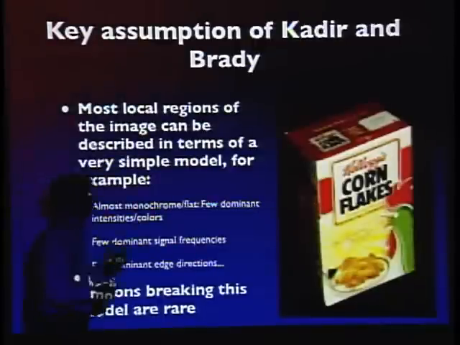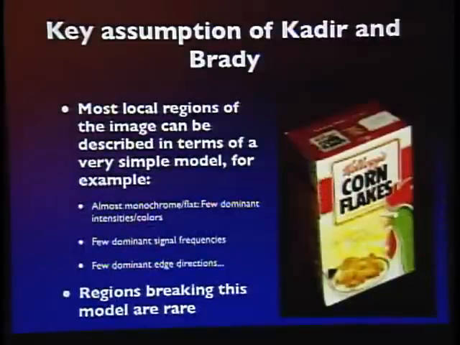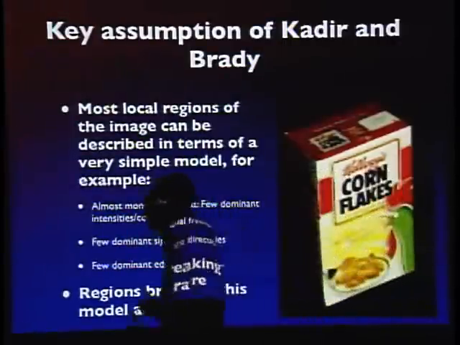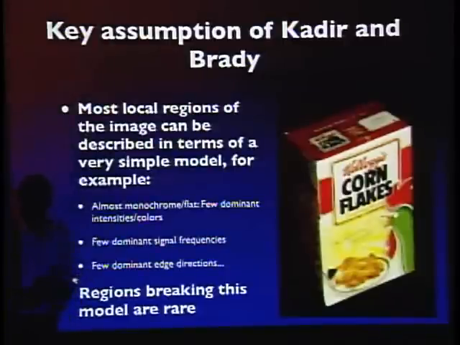So most of the regions in the image, like this square over here, can be explained in terms of a very simple model or in terms of a very simple explanation, which is to say the image pixels are, for the most part, just red. So there's a very small number of colors that are involved in that image region. So it's almost monochrome or almost flatly colored. There's a few dominant colors or a few dominant intensities.